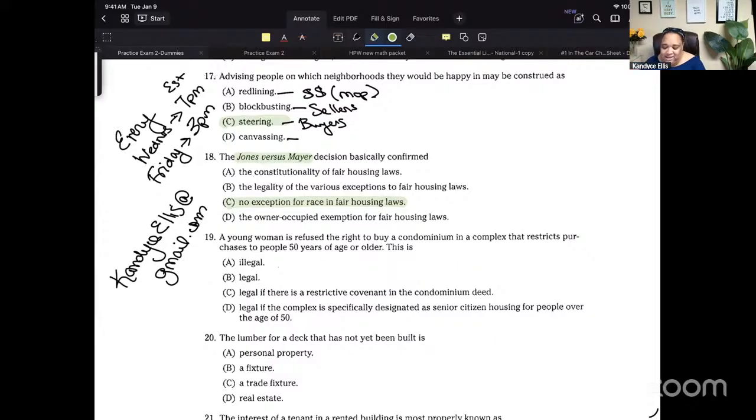All right, 19. Yeah, Mary, email me. We can catch up. 19. A young woman is refused the right to buy a condominium in a complex that restricts purchases to people 50 years of age or older. Is this A, illegal, B, legal, C, legal if there is a restrictive covenant in the condominium deed, or D, legal if the complex is specifically designated as senior citizen housing for people over the age of 50?